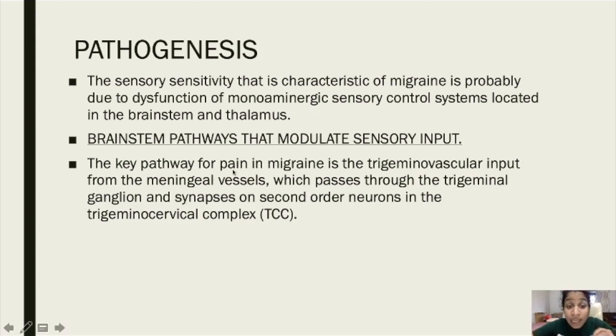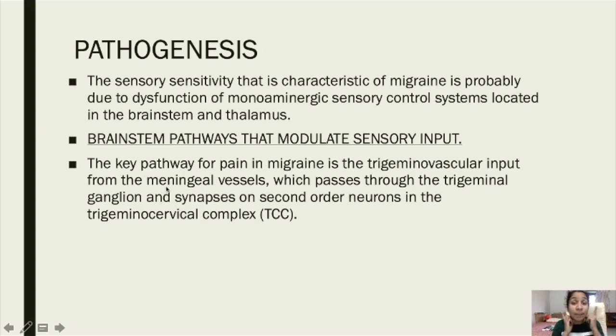The key pathway for pain in migraine is the trigeminal-vascular pathway system, which gets input from the meningeal vessels. This is inside our brain. So the key pathway for pain in migraine is trigeminal-vascular input from the meningeal vessel.